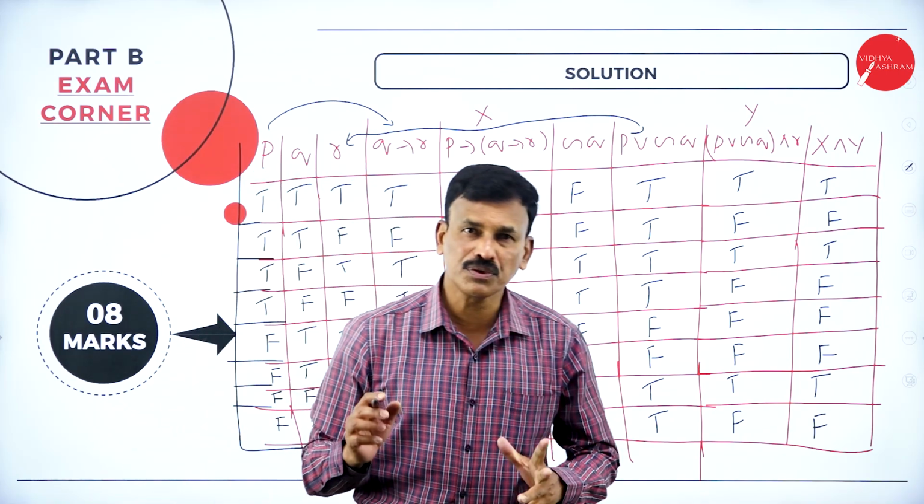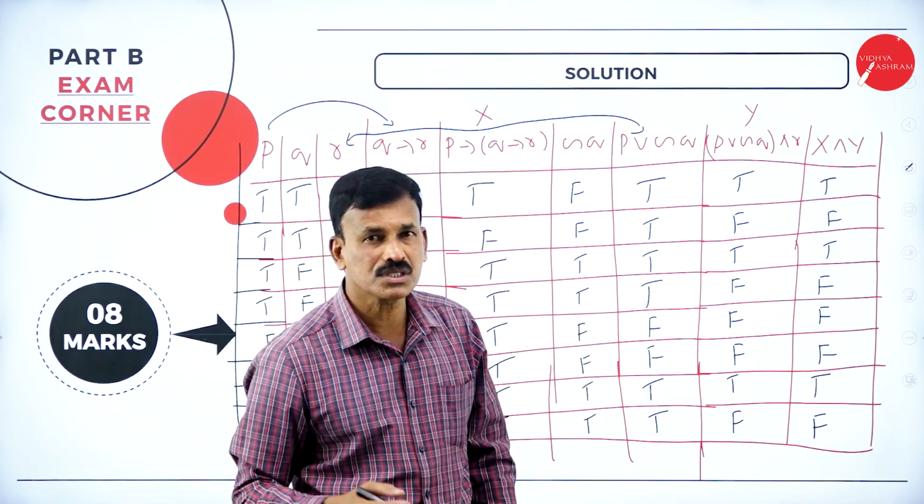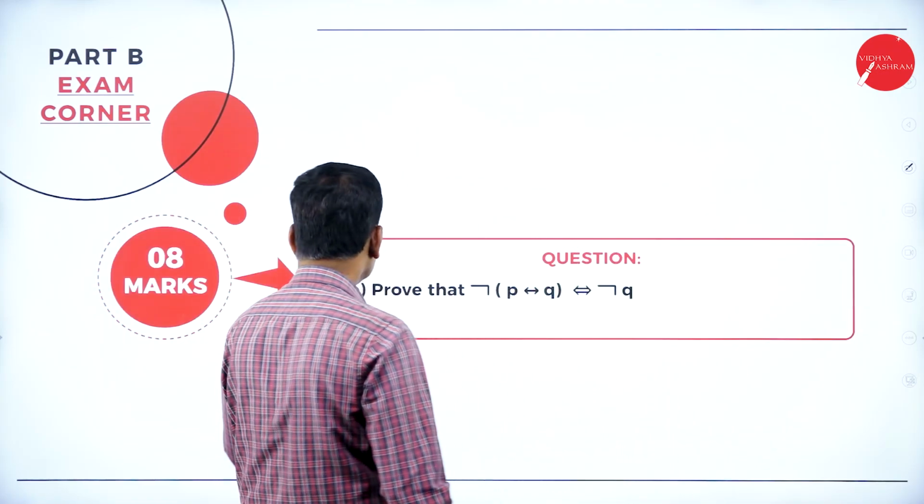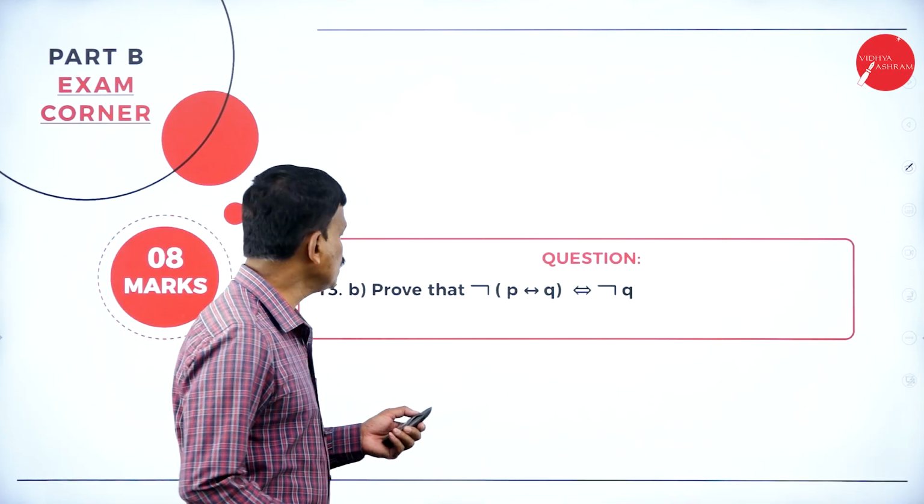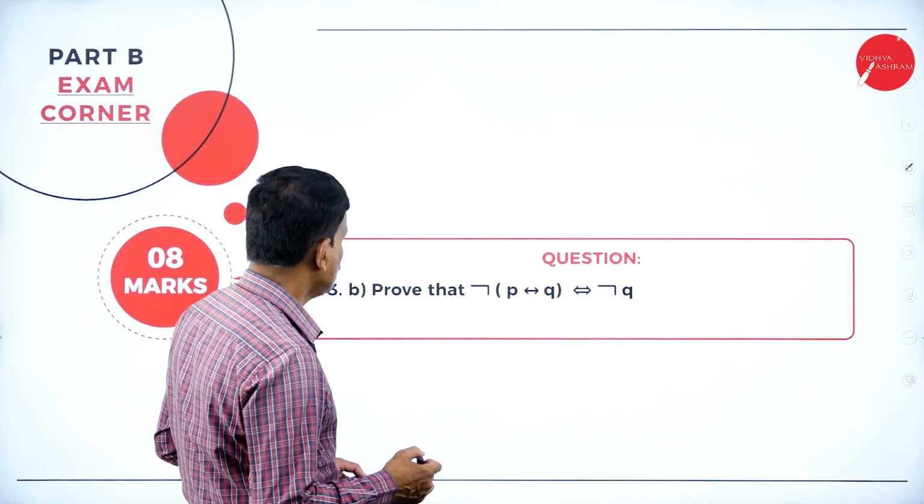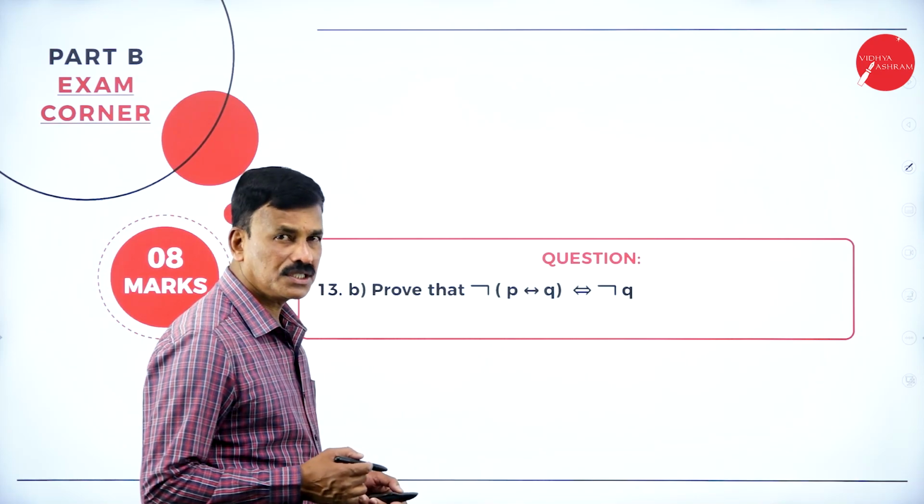That is it. Hope you followed. Okay, this is for 8 marks. Move on to the next problem. Prove that, this is a very simple problem, 13b. Prove that negation of P biconditional to Q is logically equivalent to negation Q.